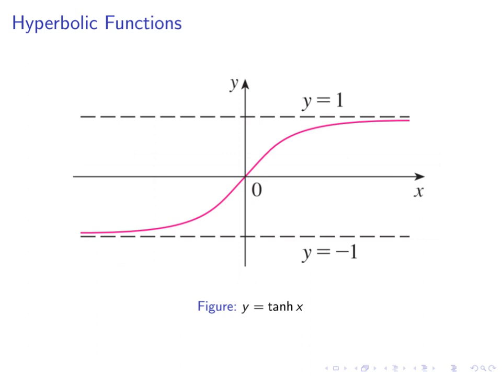Tanh kind of looks like arctangent or tan inverse. Same thing, arctangent and tan inverse. Kind of has the same graph. If it was arctangent, this would be pi over 2, and this would be negative pi over 2, this line. It'd be y equals pi over 2, y equals negative pi over 2. Anyway.